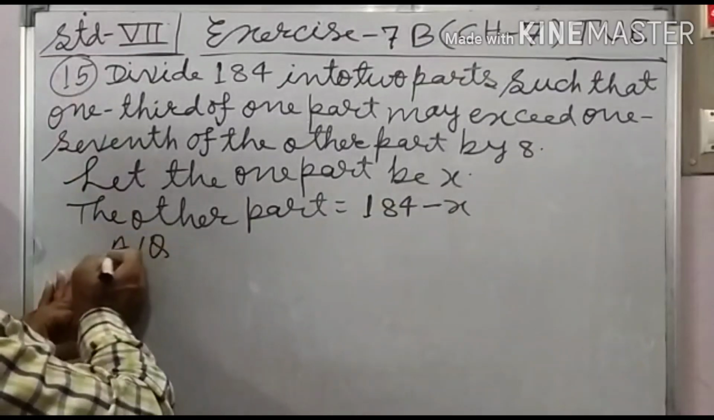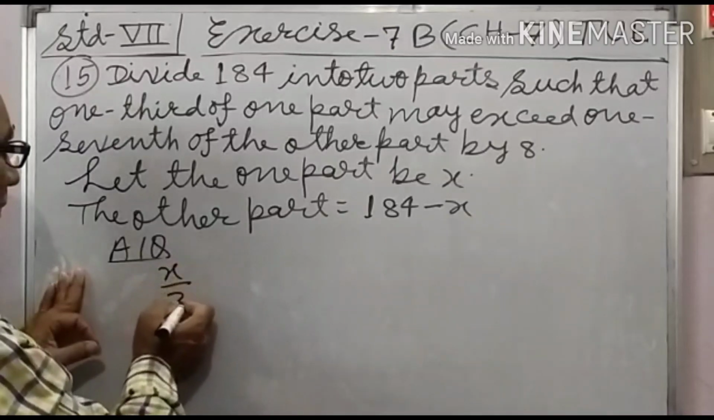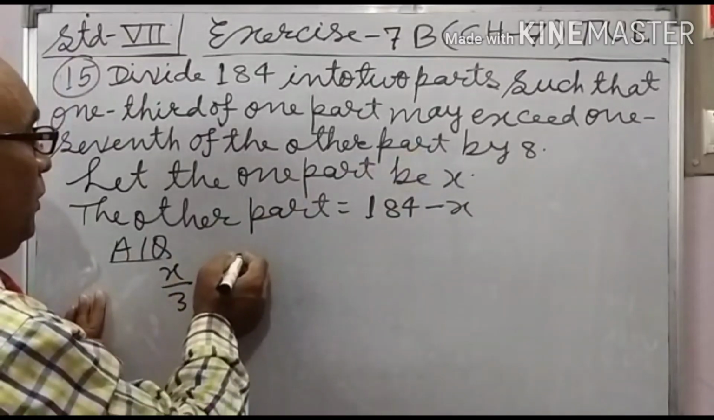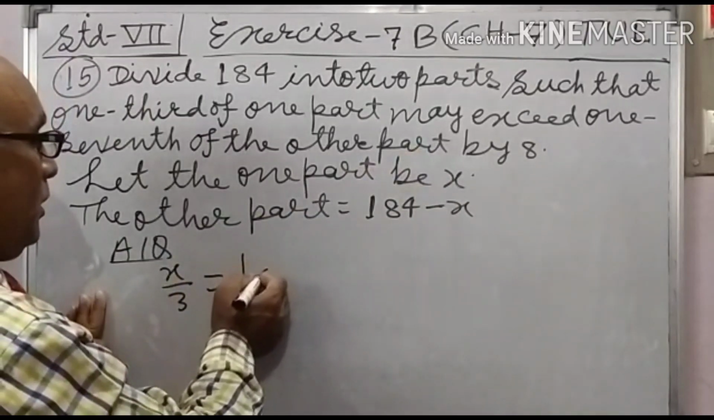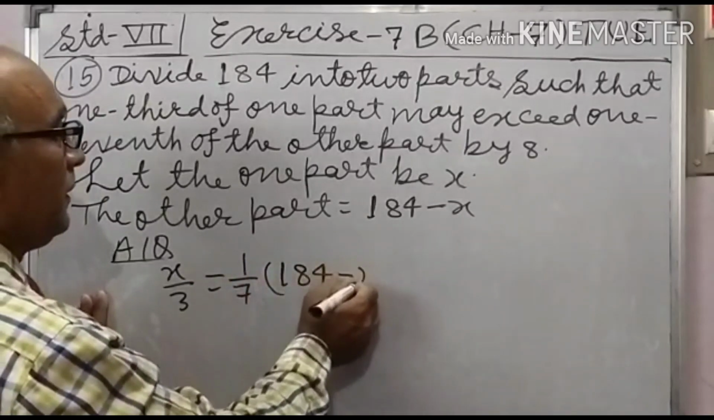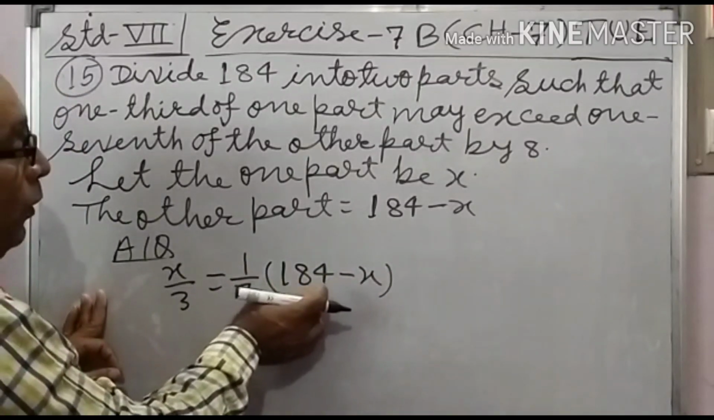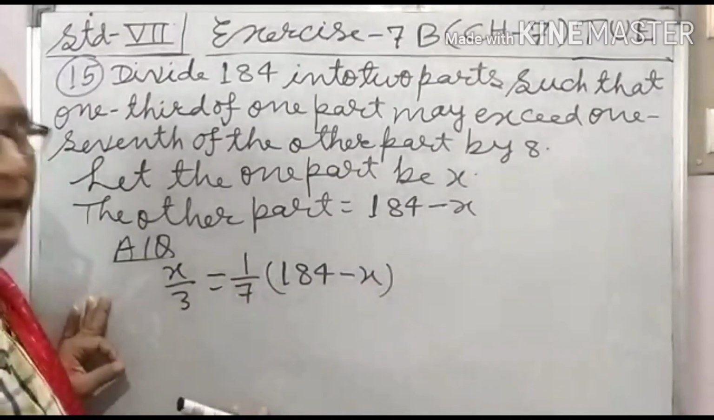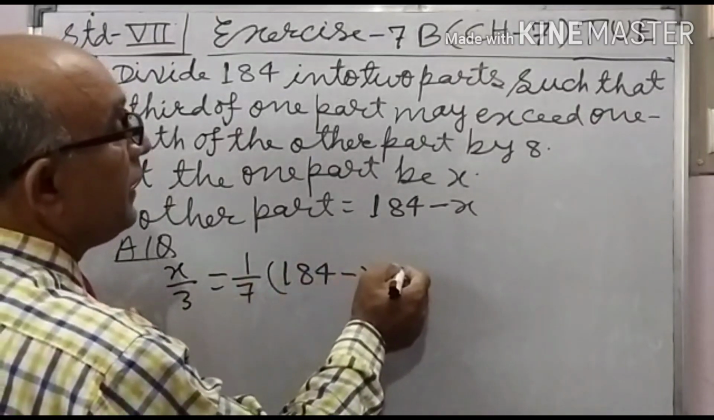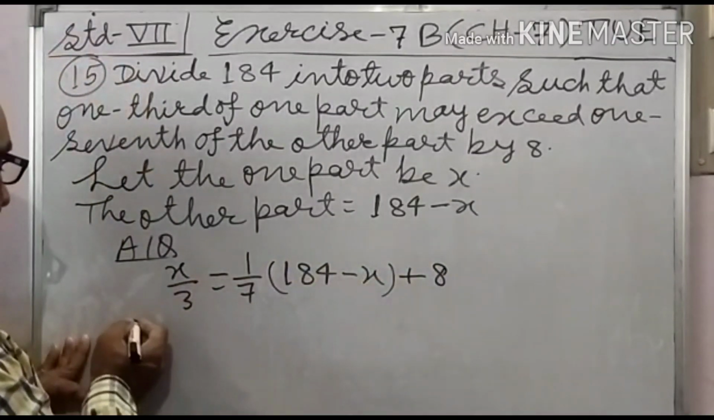According to the question, one third of one part means x by 3, is greater than 1/7 of the other part, 184 minus x, by 8. So 1 by 7th of the other part, add 8, then both parts are equal. So solve it.